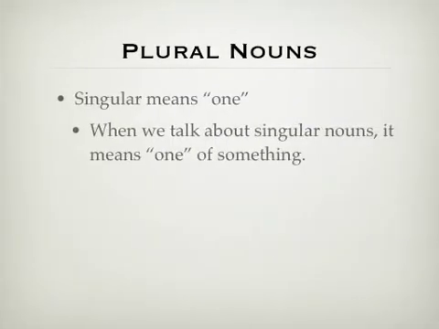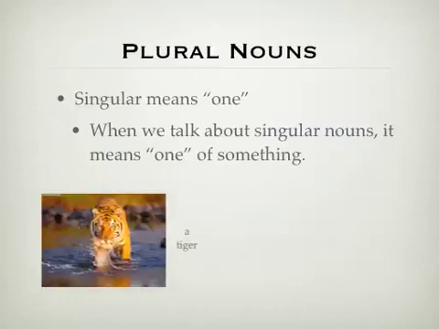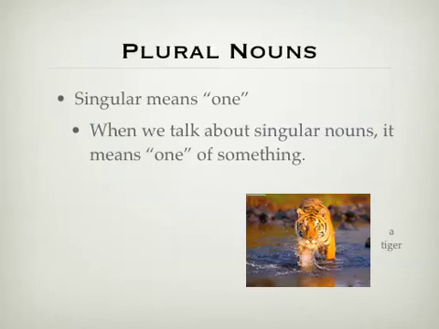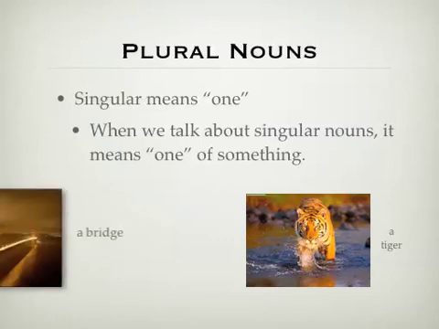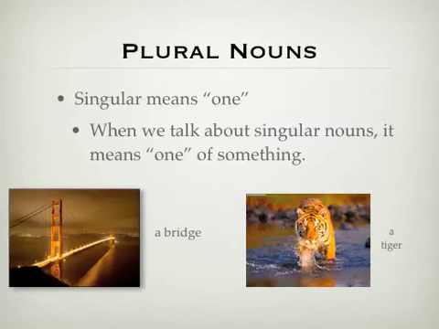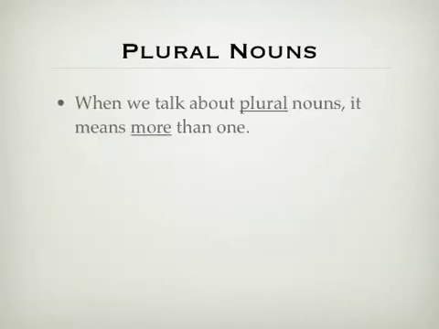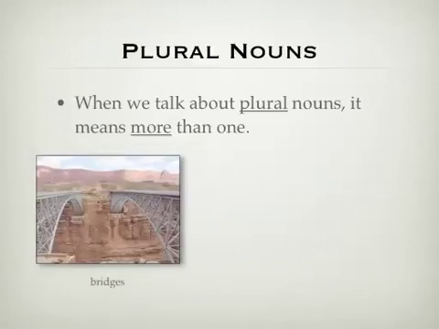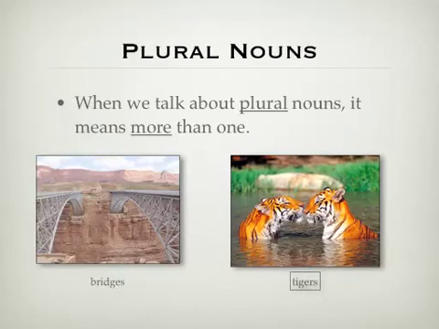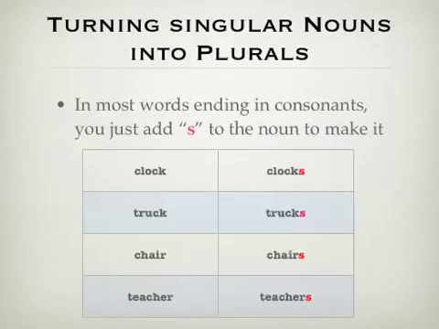We're going to move on now to plural nouns. Singular means one. All right, we've talked about singular. So when we talk about singular nouns, it means one of something. So here we have a tiger, one tiger. A bridge, one bridge. So these are singular nouns. When we talk about plural nouns, it means we have more than one. So here we have bridges. We see 2 bridges there. We have tigers. More than one tiger.